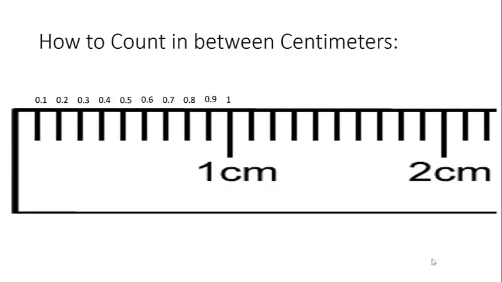Okay? Now, after 1 centimeter, we continue to do the same thing, but instead of saying 0 point something, we say 1 point something. So going from 1, we say 1.1, 1.2, 1.3, 1.4, 1.5, 1.6, 1.7, 1.8, 1.9. Now, do we say 1.10? No, we just say 2 centimeters.